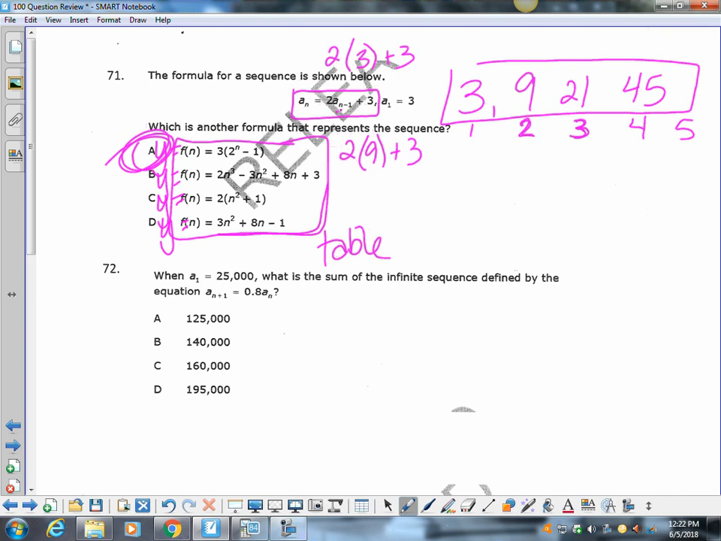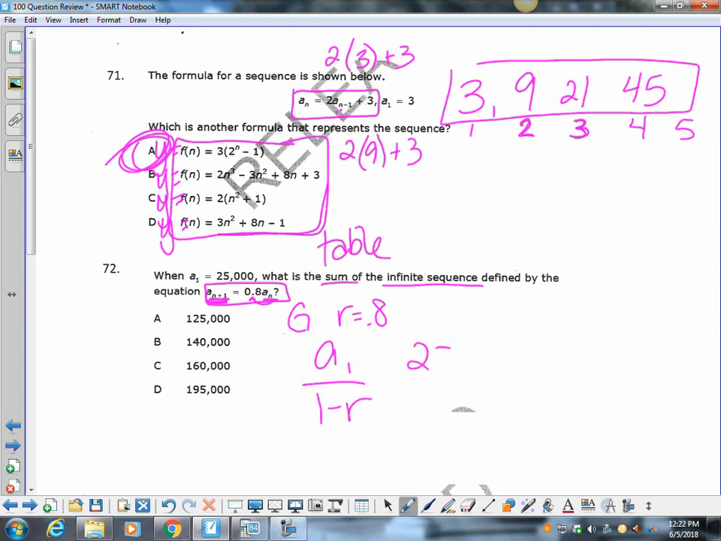All right, and then we're going to look at number 72. I want the sum, infinite. Okay, now you have to be able to read this and see that to get to the next term, I'm taking this term and I'm timesing it by 0.8. So this is geometric with an R of 0.8. So you have to be able to interpret what that means. Okay, so now the sum formula for geometric is easy.